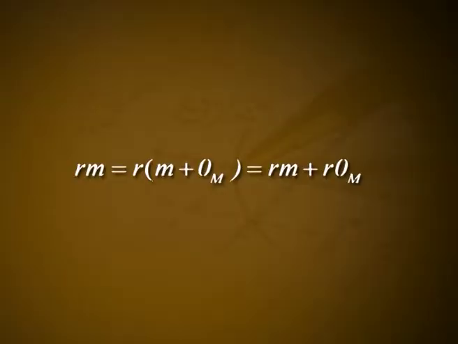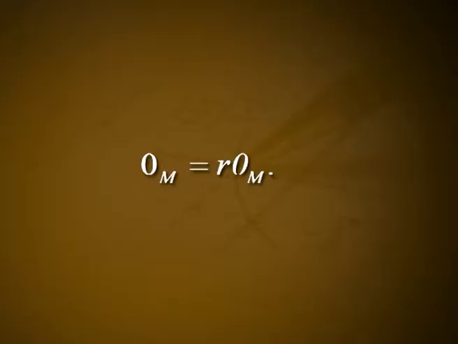2. Let r belong to R. Then rm is equal to r(m + 0m), which is equal to rm + r0m, and by the left cancellation we have 0m is equal to r0m.